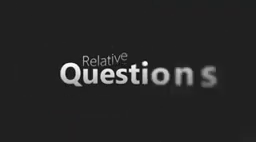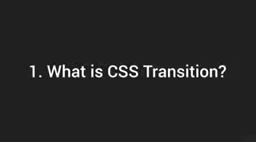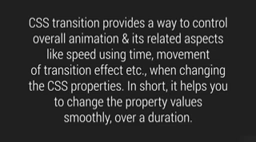Now let's talk about a relative question. So what exactly is CSS transition? It provides a way to control overall animation and its related aspects like speed using time, movement of transition effect, etc. when changing the CSS properties. In short, it helps you to change the property values smoothly over a duration.